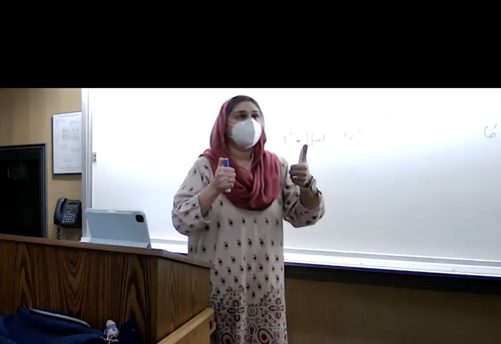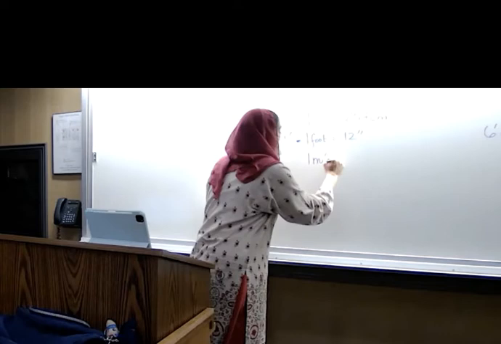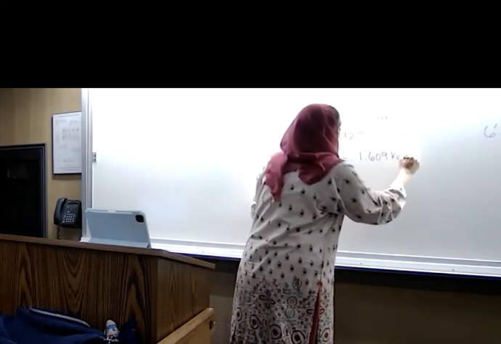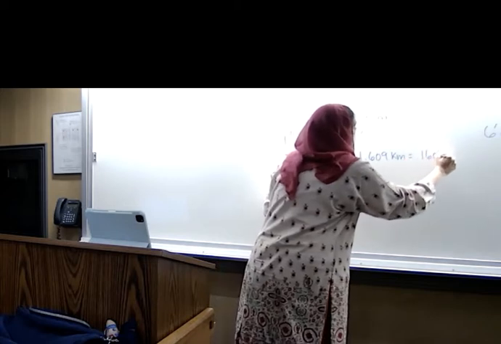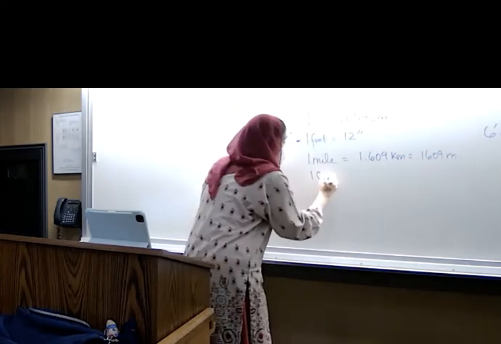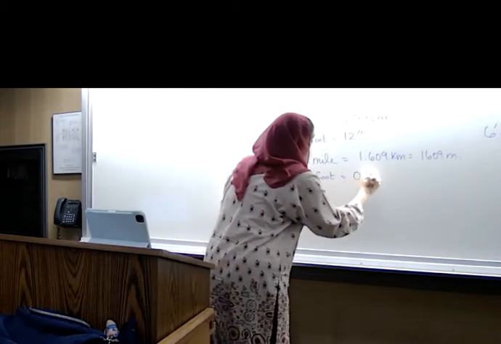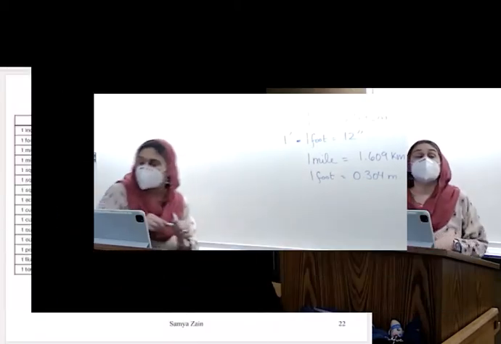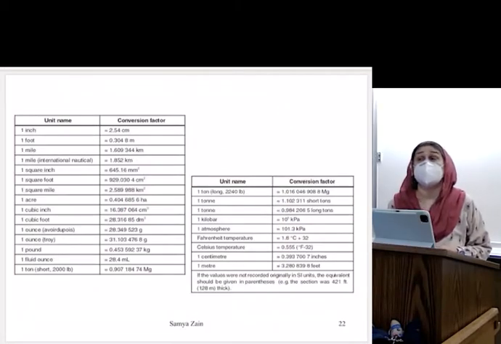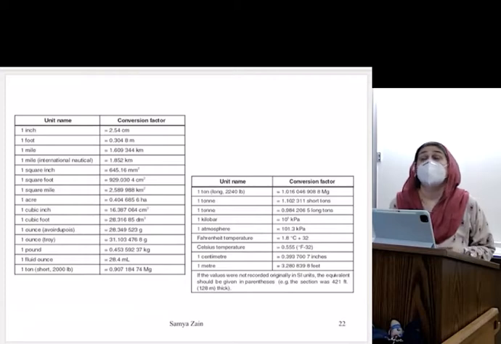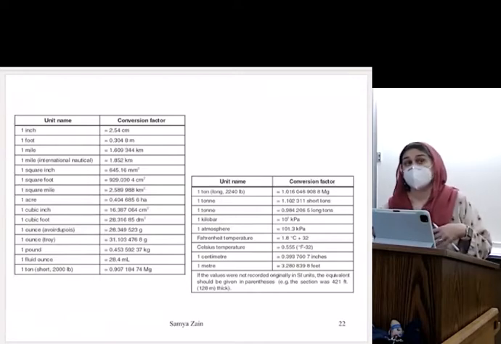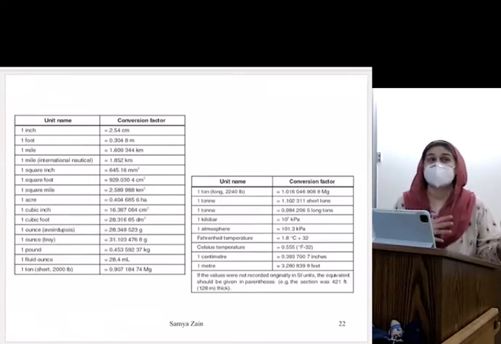Everybody knows that, right? So how do you convert 1 mile, which is 1.609 kilometers, or that is also equals to 0.304, I believe, meters. And also, you should know how many days in a year, how many hours in a day, how many minutes in an hour, and how many seconds in a minute.